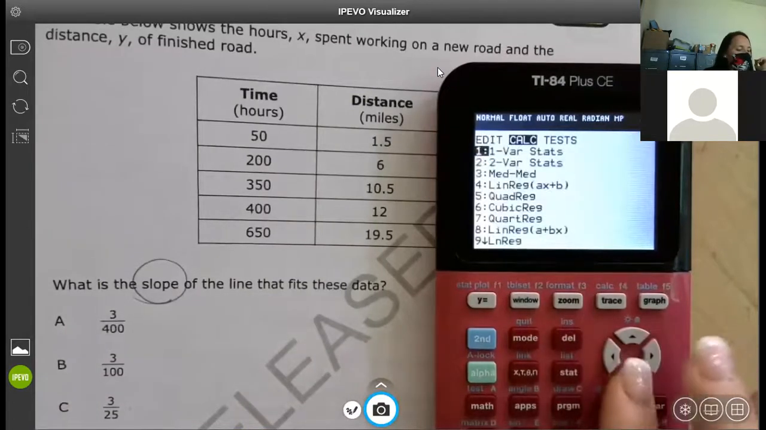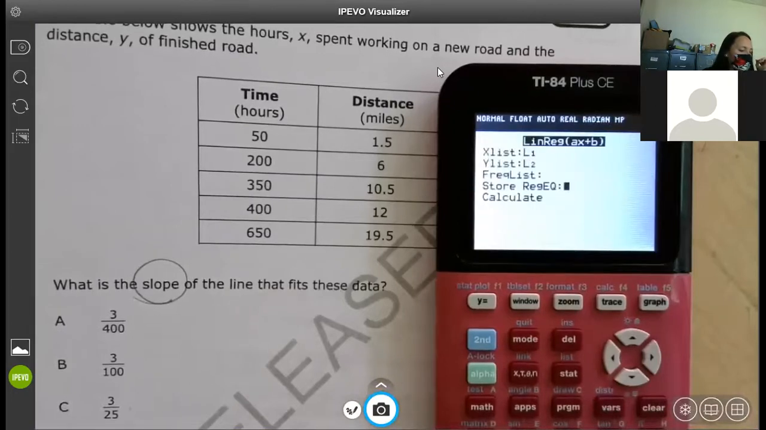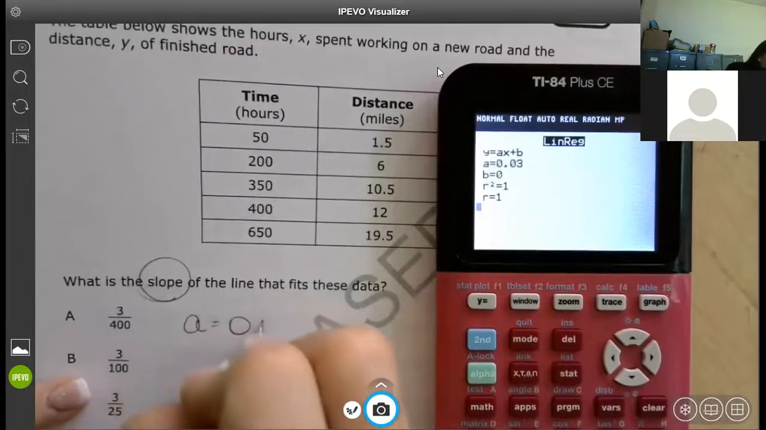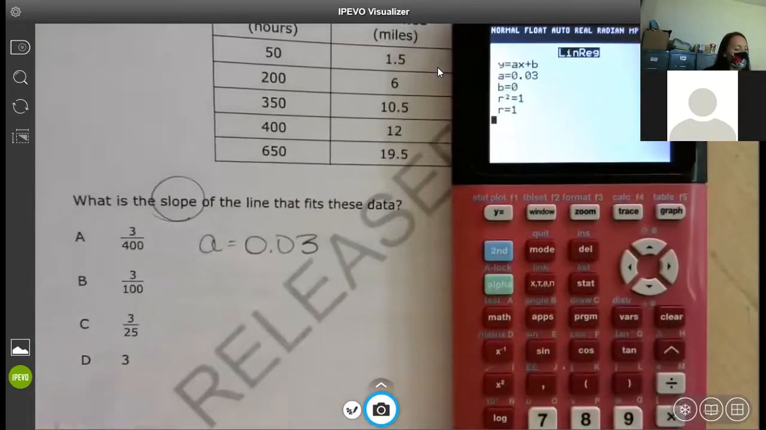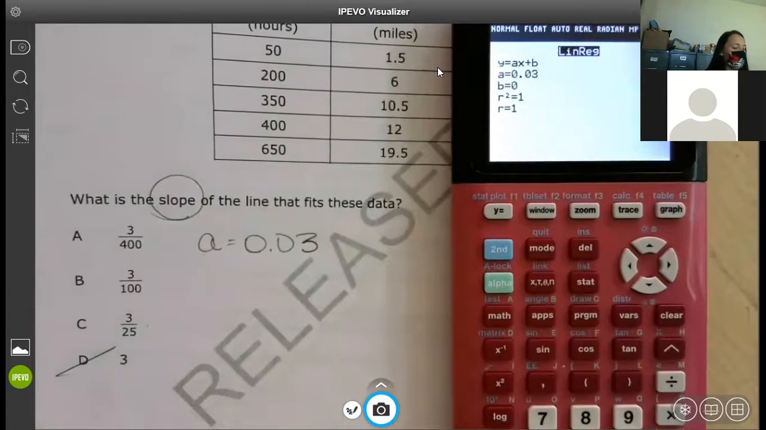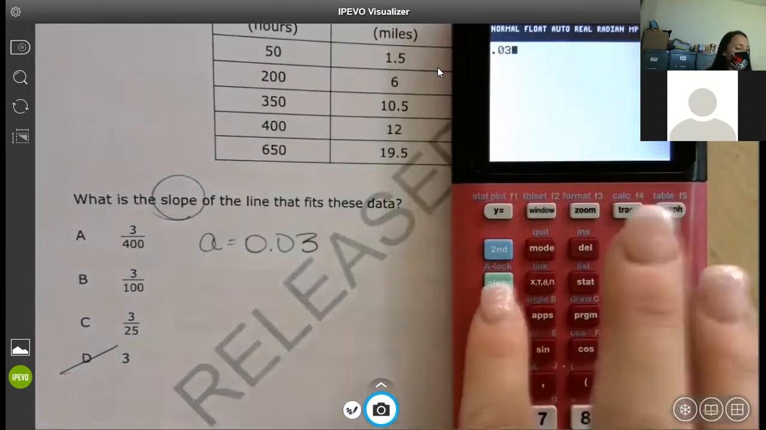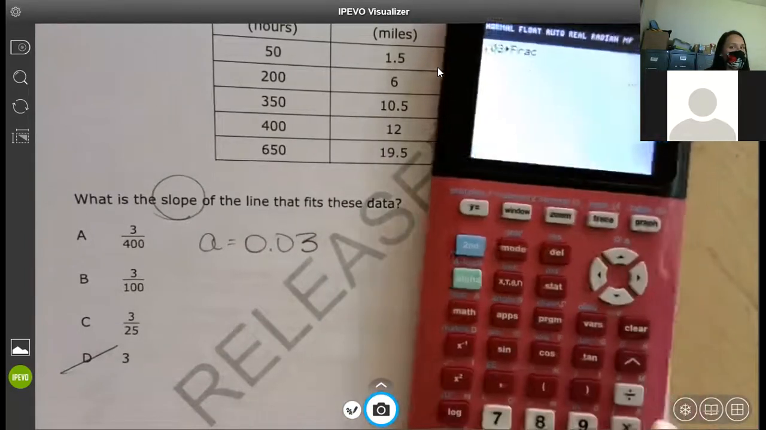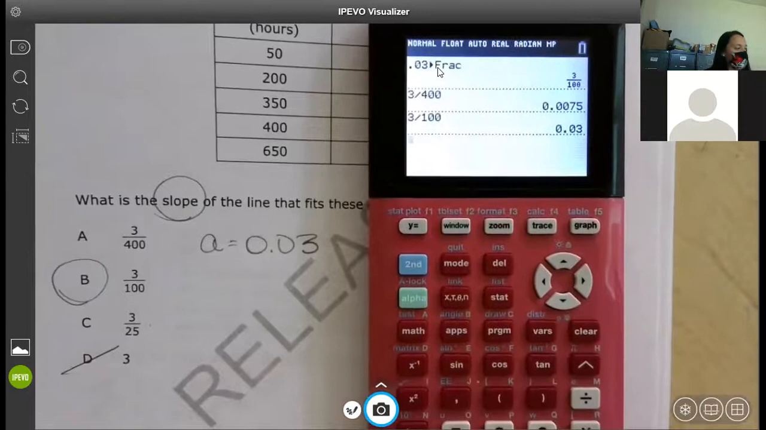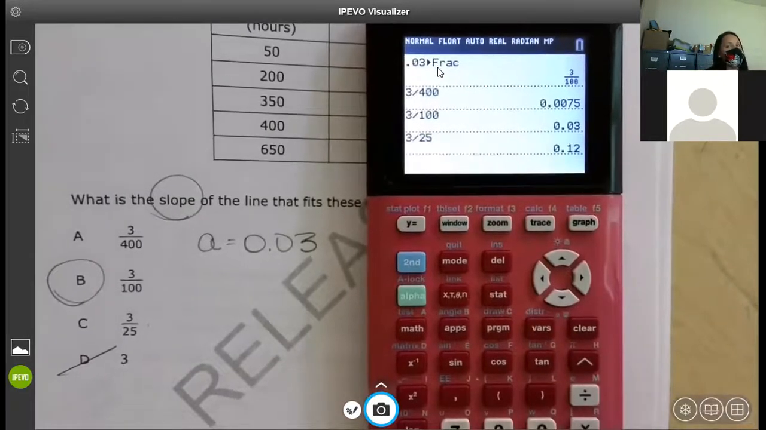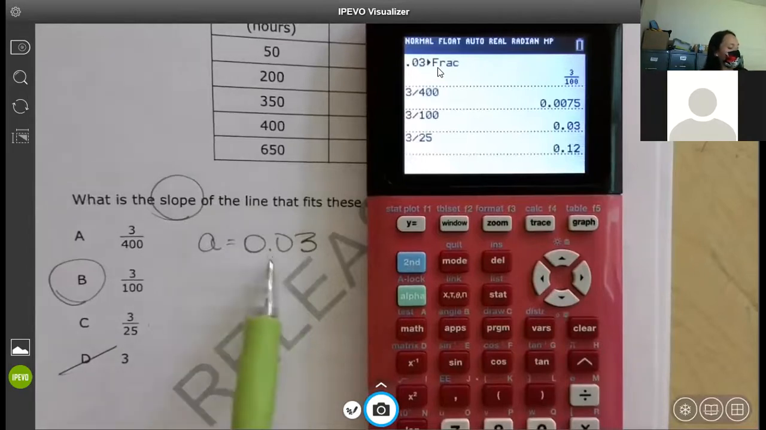Stat calc, linear regression. This time our slope was 0.03, but they give it to us in fraction form. We know it's not this one. You guys can either do one of two things. Type in 0.03, math, enter to get your fraction, which is going to be B. Or you can type in all your answer choices. 3 over 400 is not 0.03. 3 over 100 is 0.03. And 3 over 25 is not 0.03. It doesn't matter which way you do it, okay? So just figure out which one is 0.03.